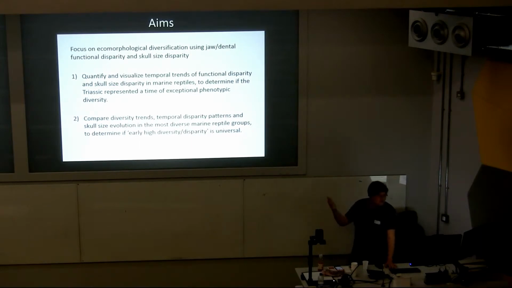So broadly, the aims were to focus on trying to quantify the range of morphology seen in marine reptiles, focusing on the morphology in their jaws and dentition, giving it this emphasis on feeding. Perhaps later work will include the postcranium as well. And broadly to look at disparity through time and then compare diversity and disparity trends across the different marine reptile groups.